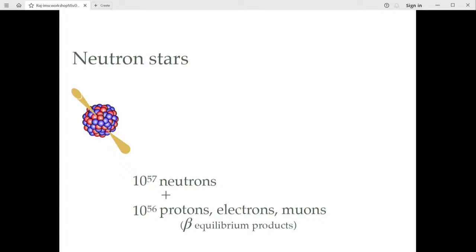Neutron stars, again, to introduce them in a different way, we know that they contain 10^57 neutrons and a 10% population of protons, electrons, and muons due to beta equilibrium.